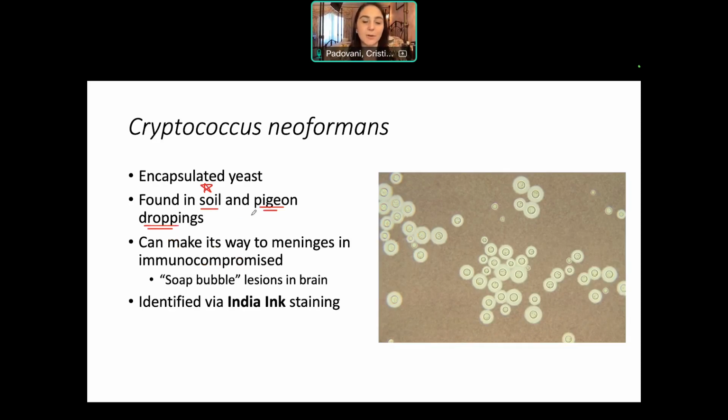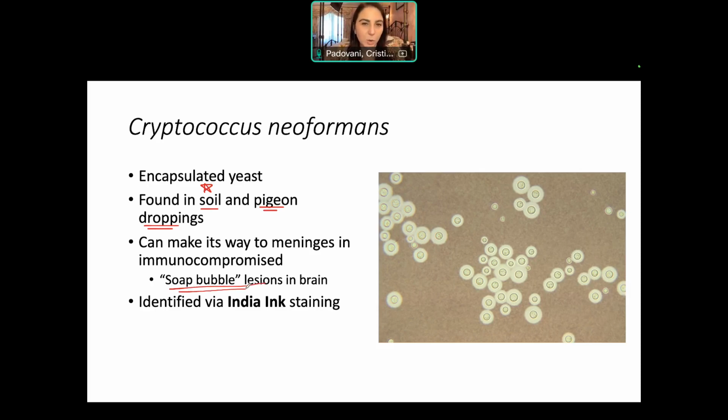Okay, but the main takeaway, it doesn't really matter. It's got to be an immunocompromised person. So it can say like, yeah, this immunocompromised person was walking around outside in the dirt. You can think about crypto. It can actually make its way to the meninges if you're immunocompromised. So you basically inhale this in, and then it can go up to the brain, specifically the meninges, if you're immunocompromised. And then they cause soap bubble lesions in the brain.